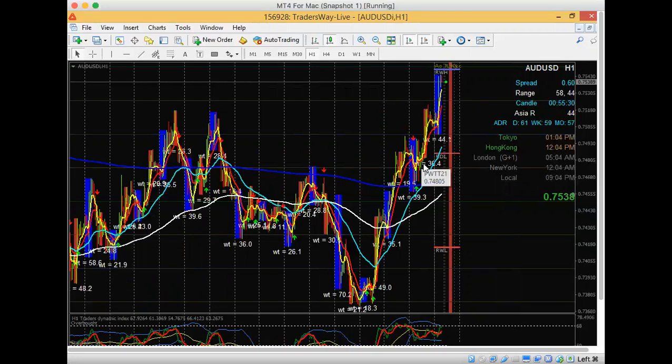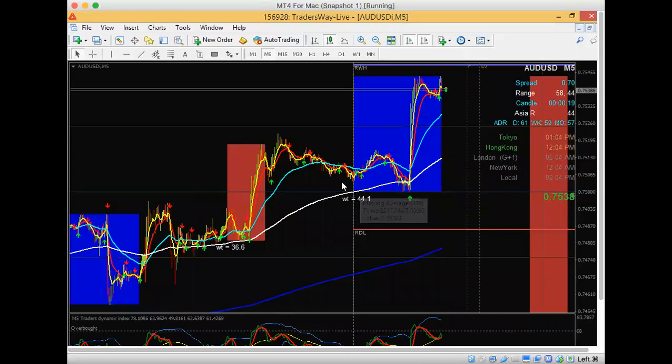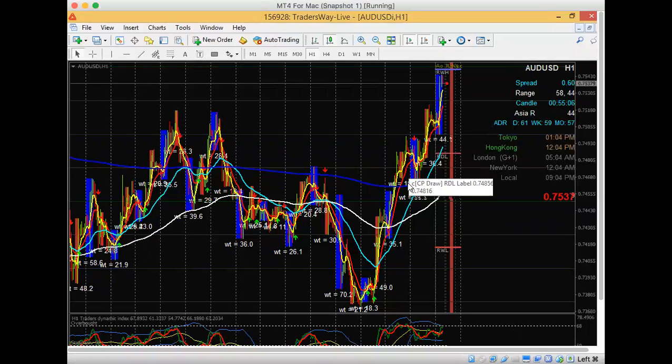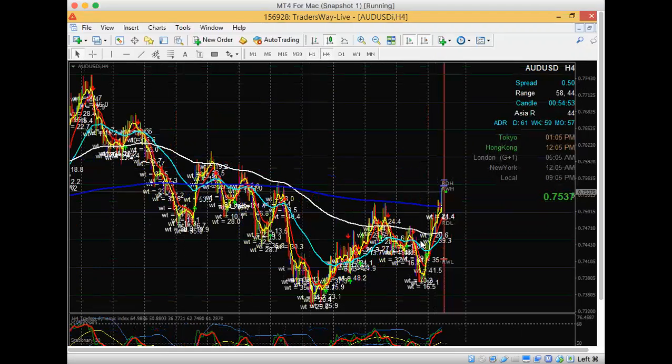So now the 50, as it was on the 15-minute, has become the 200. No, the 13. I'm sorry, the 13. It became the 13 because it's closer. Look how it is now. It's closer to the price, and the 200 is a little bit further. Going to the 4 hour, now it's further.